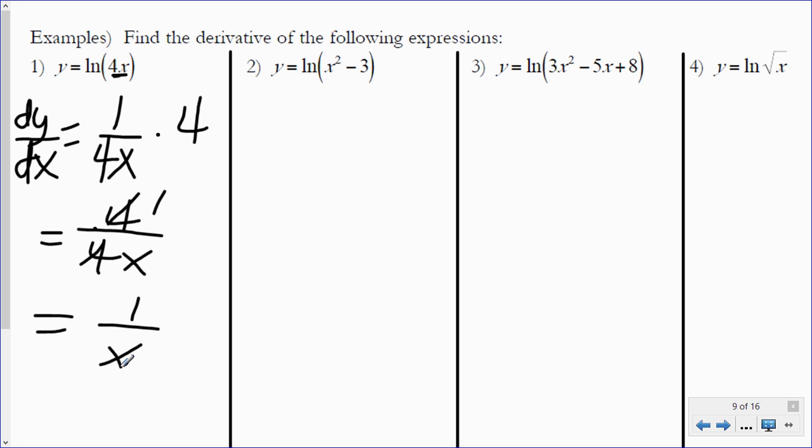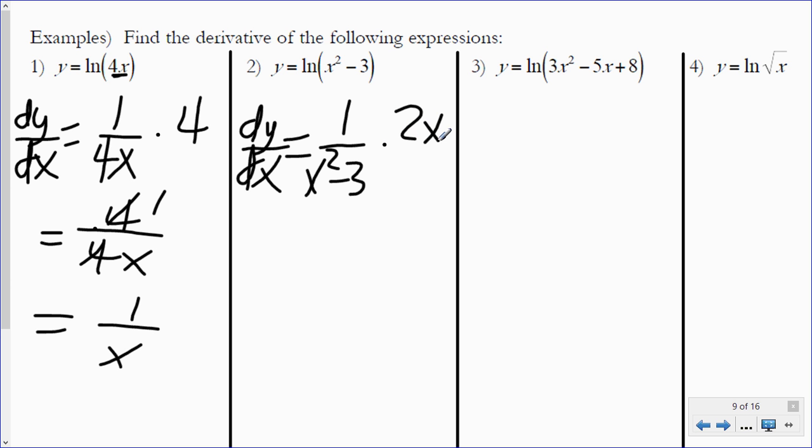Okay, let's look at number 2. We have natural log of x squared minus 3. The derivative is going to equal 1 over x squared minus 3, but then times the derivative of x squared minus 3, which is 2x. That would be like 2x over 1 as a fraction. So when you multiply straight across, we get 2x over x squared minus 3. As you can see, you basically end up with the derivative of the inside over the inside.